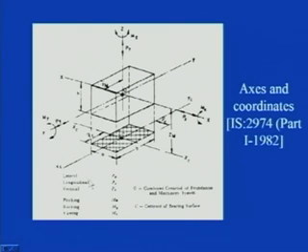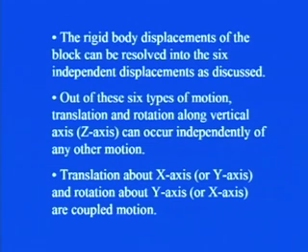Okay. So, you have to keep in mind that whenever we use these terms, whether lateral, longitudinal, vertical, pitching, rocking and yawing, you should be able to make out exactly what we are talking of. Yawing is the rotation about the z axis, pitching is the rotation about the x axis, however, rocking is the rotation about the y axis. So, the rigid body displacements of the block can be resolved into these 6 independent displacements as we discussed, that is the translation and rotation about the 3 axes.